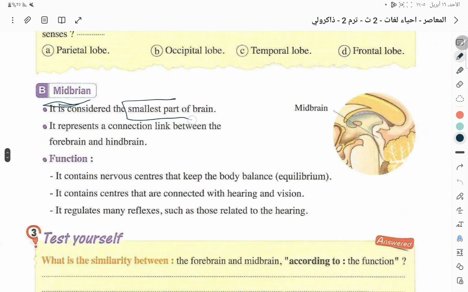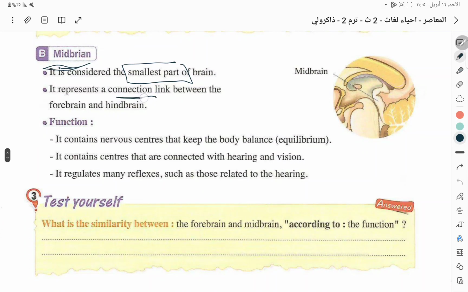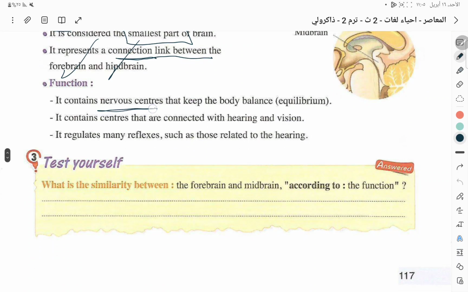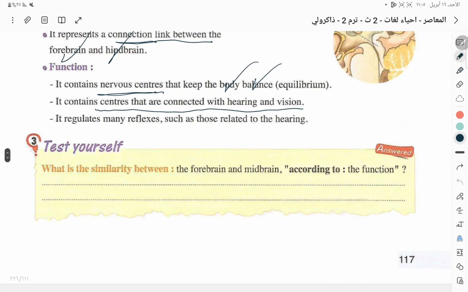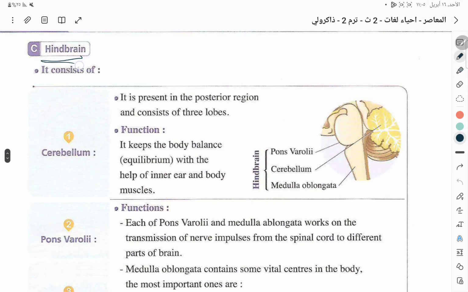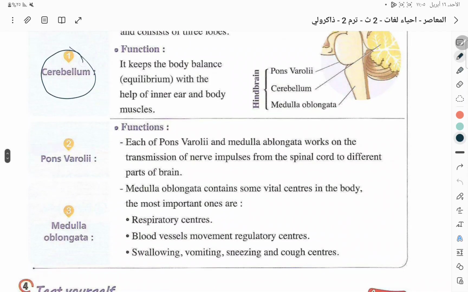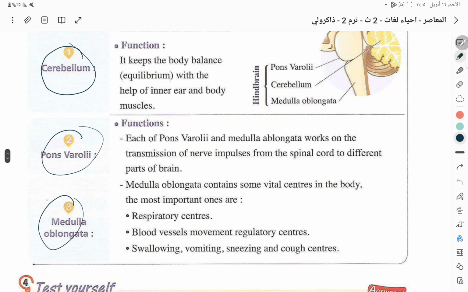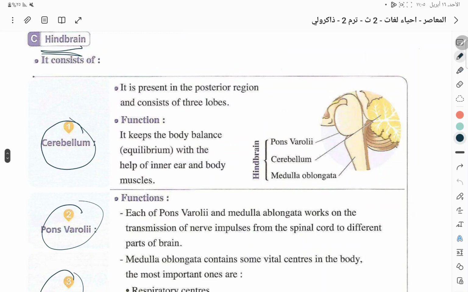Midbrain. The midbrain is the smallest part of the brain. It is the connection between the forebrain and the hindbrain. It contains nervous centers that keep body balance, centers connected with hearing and vision, and regulate body reflexes. Hindbrain. The hindbrain consists of the cerebellum, pons, and medulla oblongata.